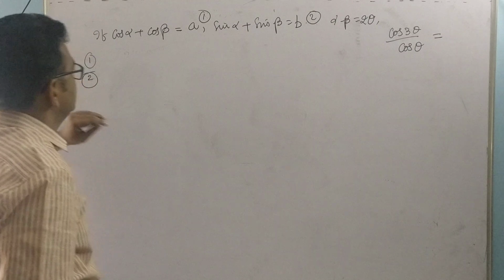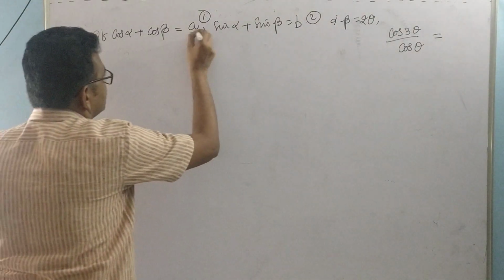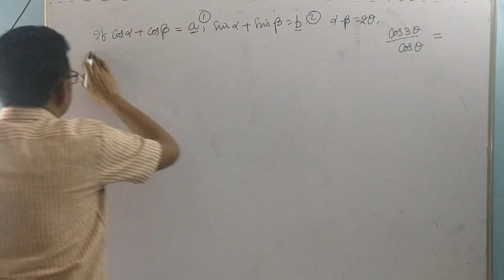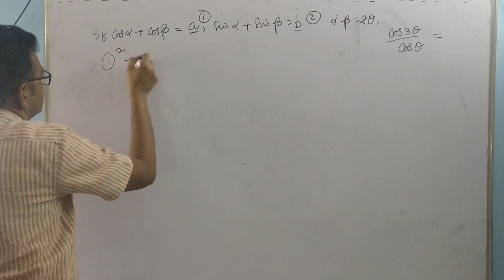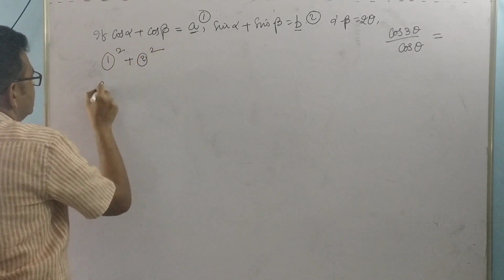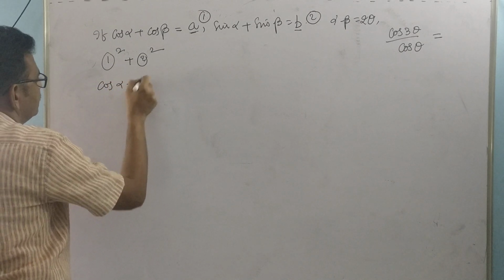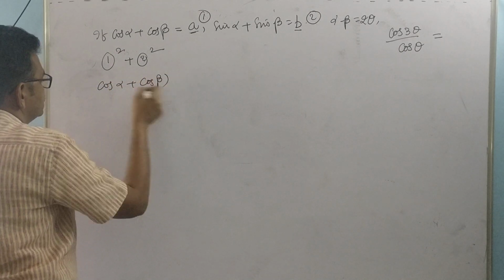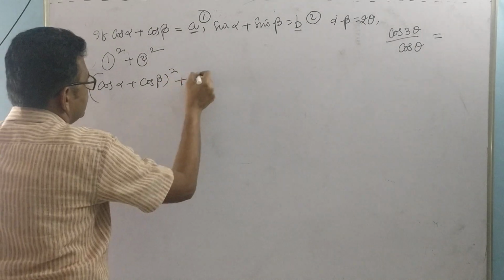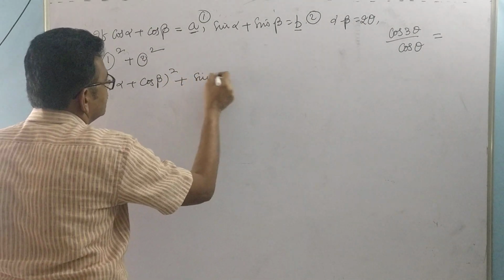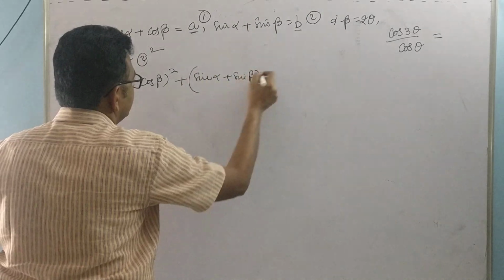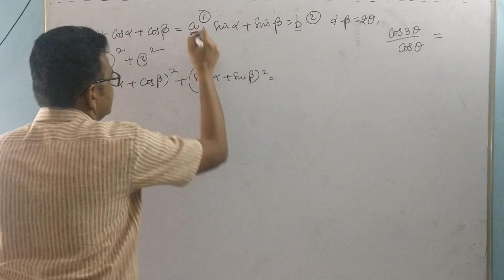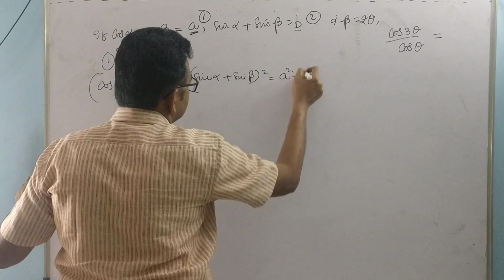So, one more relation: what is the relation between these? By squaring and adding: (cos alpha + cos beta) whole square plus (sin alpha + sin beta) whole square, squaring and adding, equals a square plus b square.